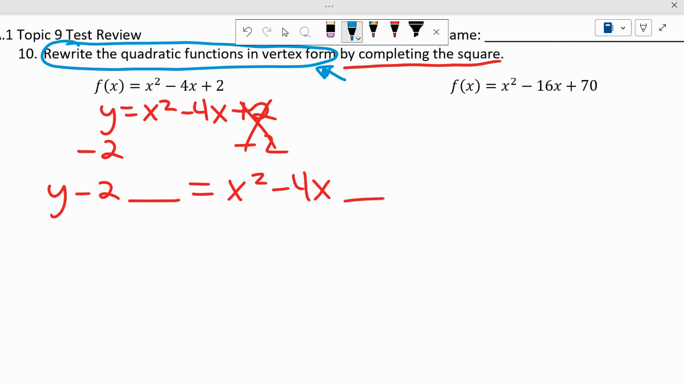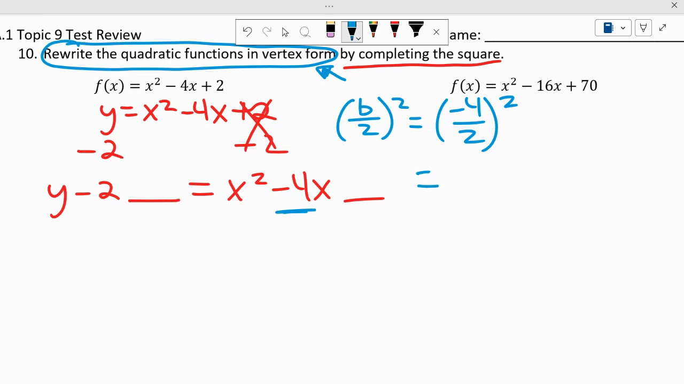How do you get the number that goes in the blank? That's where you use the formula, b over 2 squared. b is -4. It's the middle, the number in front of the x. -4 over 2 squared. -4 divided by 2 is -2. -2 squared is +4. So we're going to add 4 to both sides.